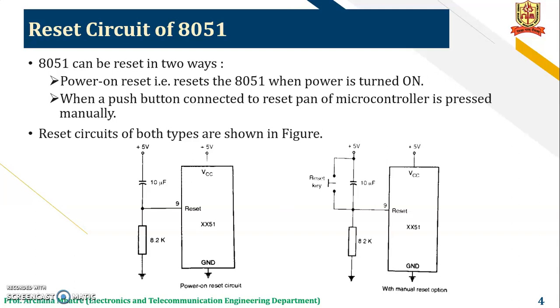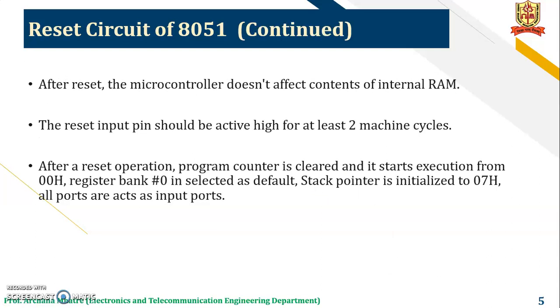There are two ways to reset the 8051 microcontroller circuit. First is power on reset, that is, reset of the 8051 when the power is turned on. And the second option is when the push button connected to the reset pin of the 8051 microcontroller is pressed manually. Here are the two figures which show the reset circuit of the 8051 microcontroller. First is the power on reset circuit and second is with the manual reset option. With manual reset you can see here this is the push button. While pushing this button the 8051 IC will be reset.